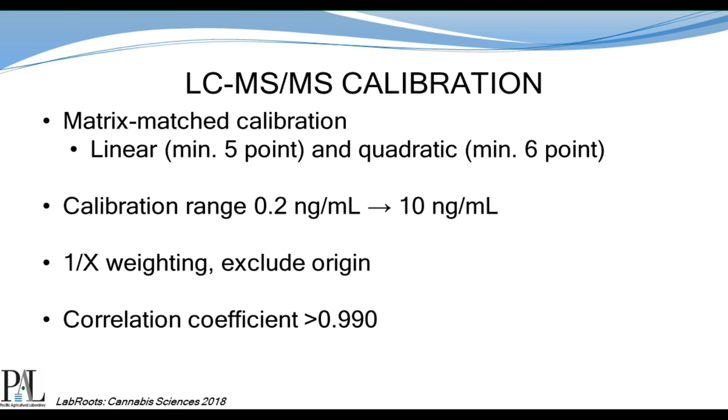This calibration technique is just about the same as the GC. It's matrix matched. We're going to go 5 points minimum on a linear, 6 on a quadratic. Concentration range, in this case, again, that 0.2 nanogram per mil low point, and we're going to run that up to 10. 1 over X weighting, exclude the origin, correlation coefficient criteria is the same. And again, this is all done with external standards. There's no internal standard corrections made.